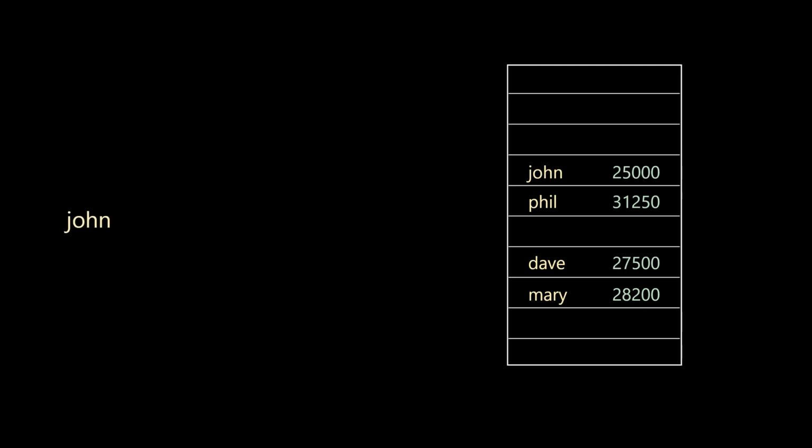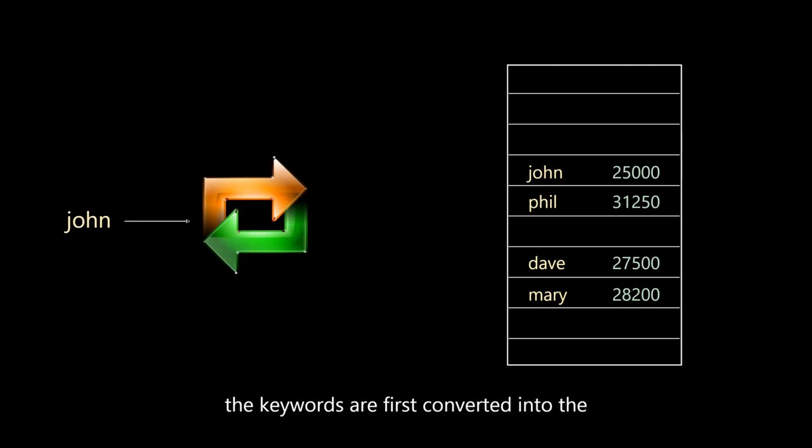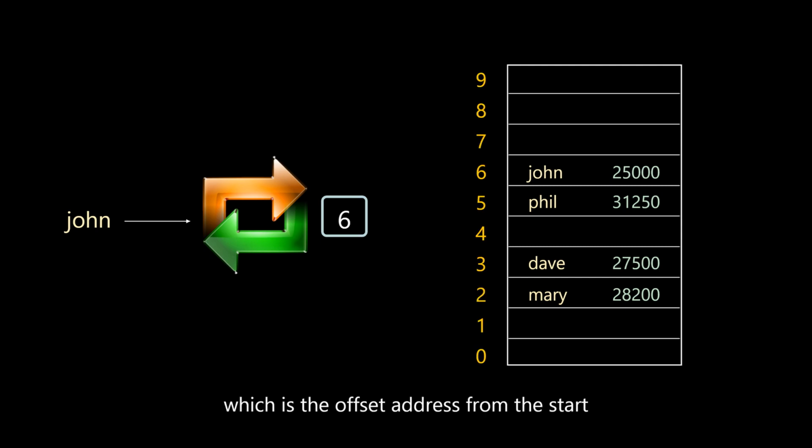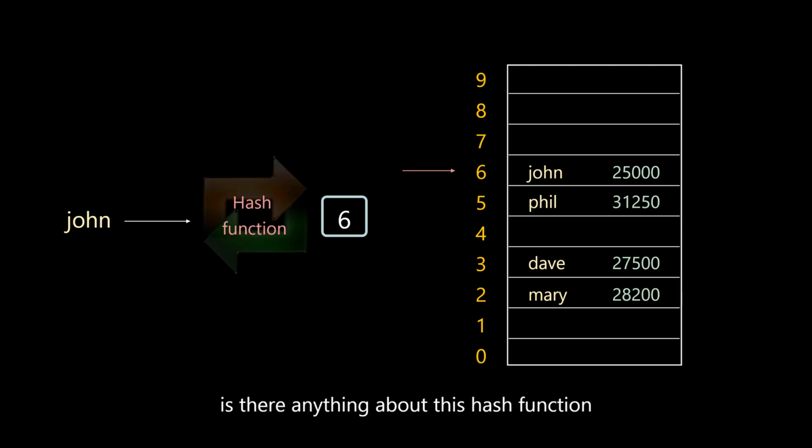In the hash table, the keywords are first converted into the index of the array through some kind of mapping. Then, according to the index, which is the offset address from the start address, it can be found instantly. This conversion is called a hash function. So, is there anything special about this hash function?